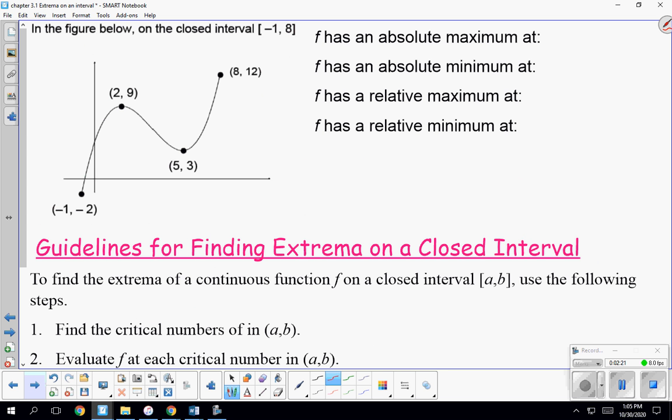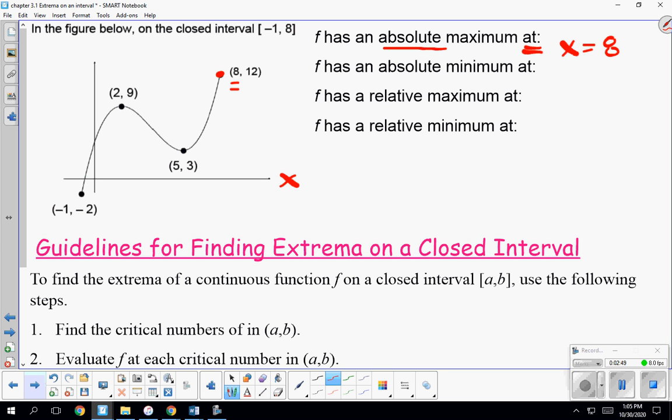So here we just have an example. Here we have an interval, so it does not go on to infinity. So we have an absolute max, which means the one highest point. And when it says at, it's asking for a location, which is a value of x. So the absolute one highest point is going to be right here, and it occurs at x equals 8. Now, the value is 12, but it occurs at x equals 8.